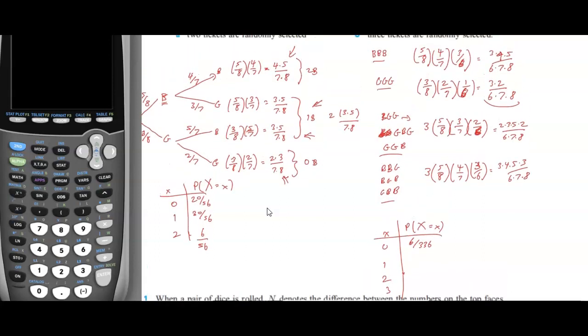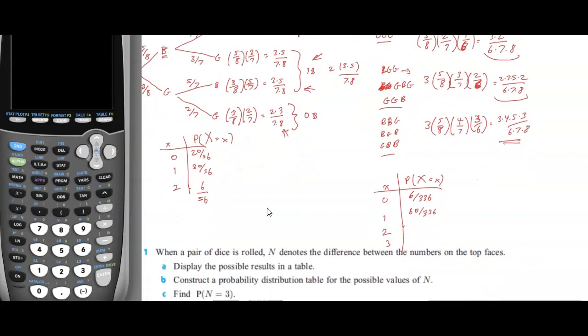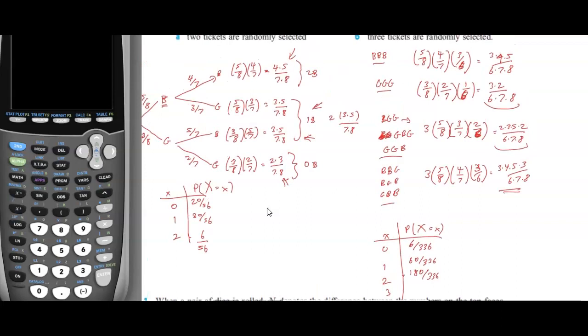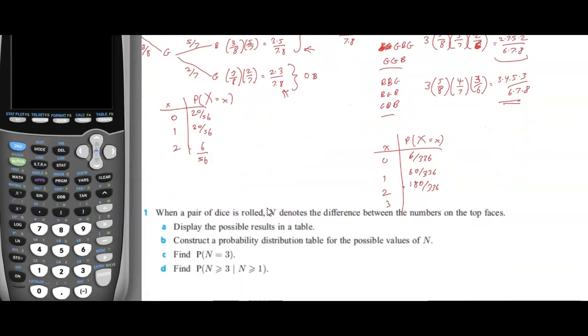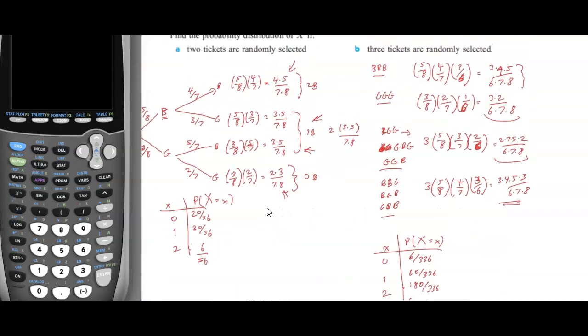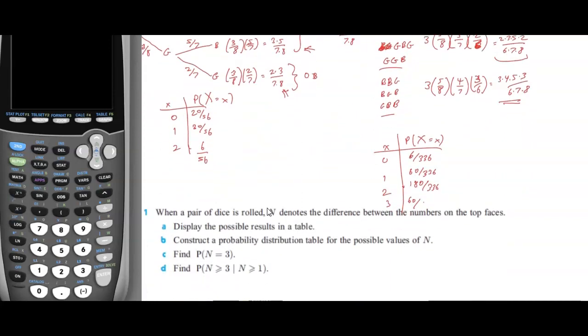Probability of getting 1 blue is this. So the bottom is 336. The top would be 2 times 3 times 5 would be 30, times 2 is 60. Probability of getting 2 blues is this. So the bottom is 336. The top would be 3 times 4 times 5, which is 60, times 3, which is 180. So it would be 180 divided by 336. And the probability of getting 3 blues is 3 times 4 times 5 on top, 6 times 7 times 8 on the bottom. 3 times 4 times 5 is 60. Is that right? 60? 3 times 4 times 5? Yeah, 60. And the bottom is 336.